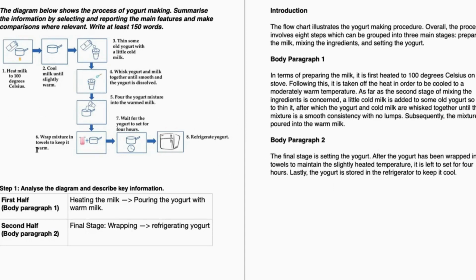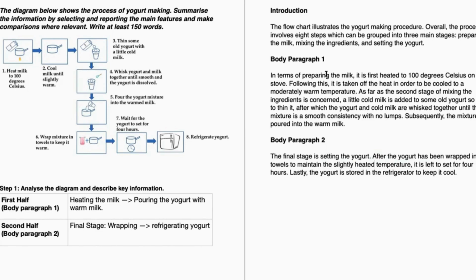So I'm looking at step 6. After the yogurt has been wrapped in towels to maintain the slightly heated temperature, it is left to set for 4 hours. So notice how I've included 6 first and then 7, but I have used this nice word after. So I've sort of included both steps in one sentence. And then we see lastly, the yogurt is stored in the refrigerator to keep it cool. And of course, I've just added that again to keep it cool, even though we don't see it necessarily in our diagram.